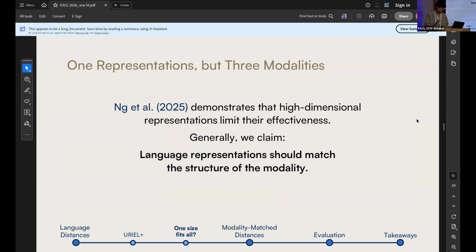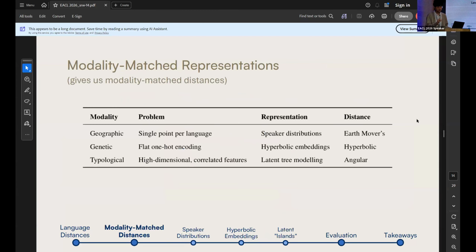And so in my paper at EMNLP, we've already demonstrated that the high dimensionality of these representations does limit their effectiveness. But here in this paper, we make a more general, broader claim that language representations should match the structure of the modality that it is trying to represent. And so this is how we might do it, where for each modality, we now learn one new representation that specifically serves that modality. And with these modality-matched representations, we can now calculate modality-matched distances. So here's an overview of the representations that we learn for each modality, and I'll go over each of them in turn.